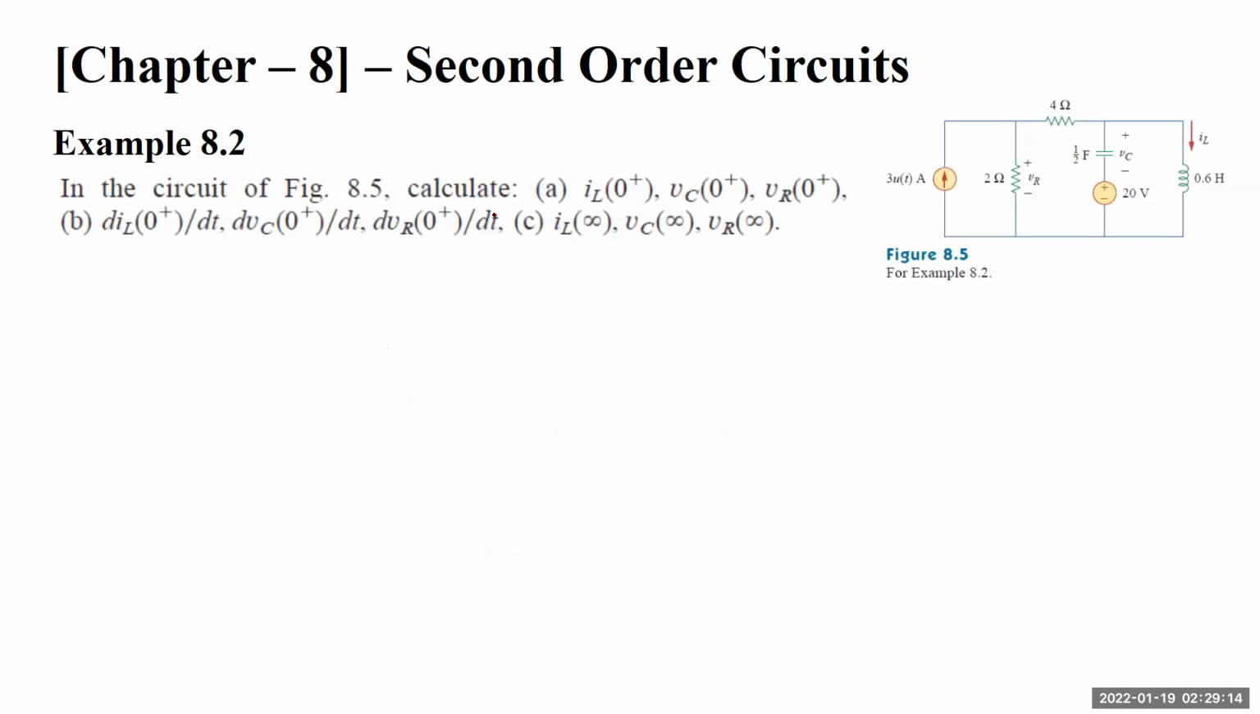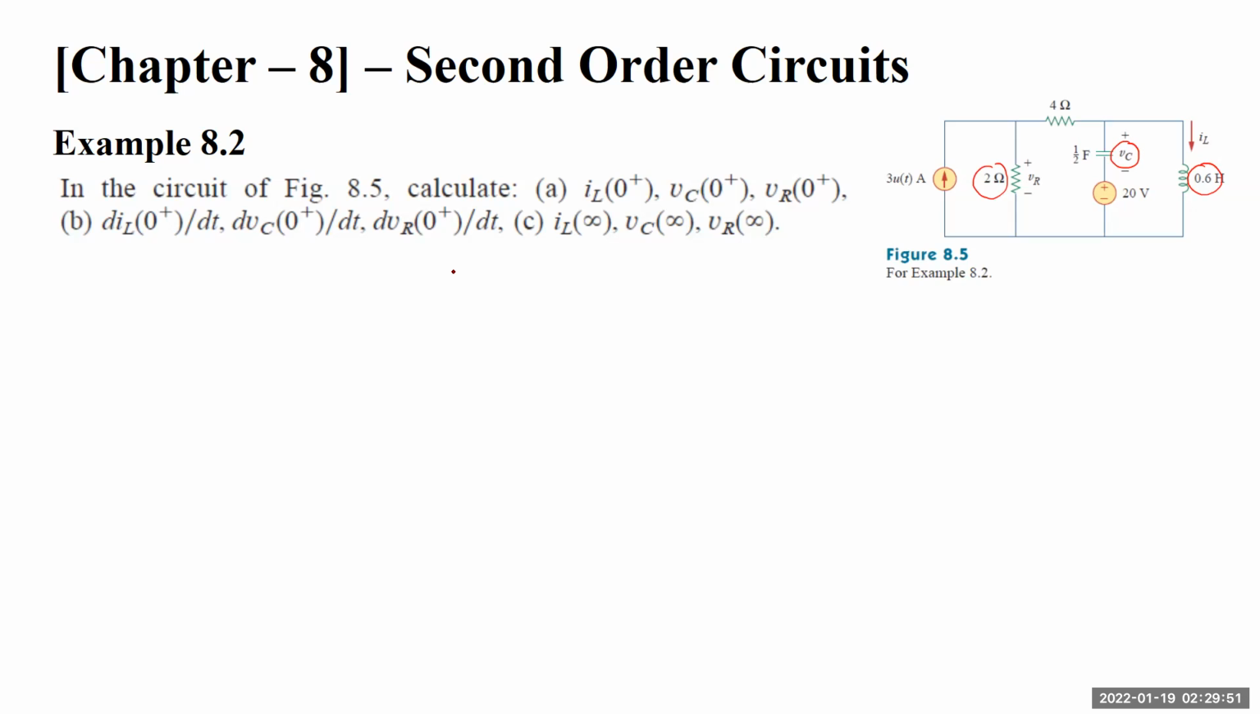Okay, so let's solve another example. This is again an example from the textbook, example 8.2. In this circuit of figure 8.5, calculate the inductor current at time t equals 0 positive, the capacitor current at 0 positive, the capacitor voltage at 0 positive, and the resistor voltage. So we are basically interested in this resistor, this inductor, and this capacitor.